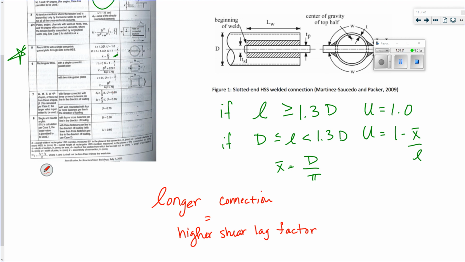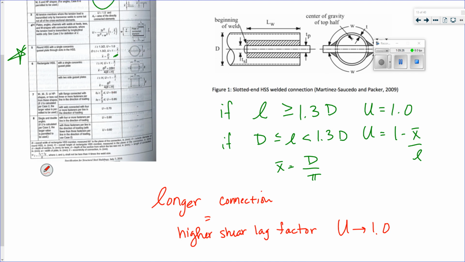Right? U starts to go to 1, which means you get to assume more of your cross section is effective. A higher shear lag factor means more of your cross section is being put to work. It's effective in resisting the tensile load. Hopefully I'll say that enough times.